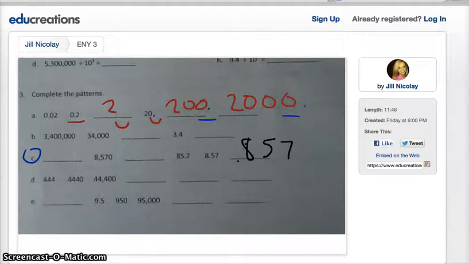I know that this number is going to be smaller than this number. I'm going to move my decimal point 1 to the right to get 857. I'm going to move it 1 to the right again to get 8,570, and 1 to the right again to get 85,700.